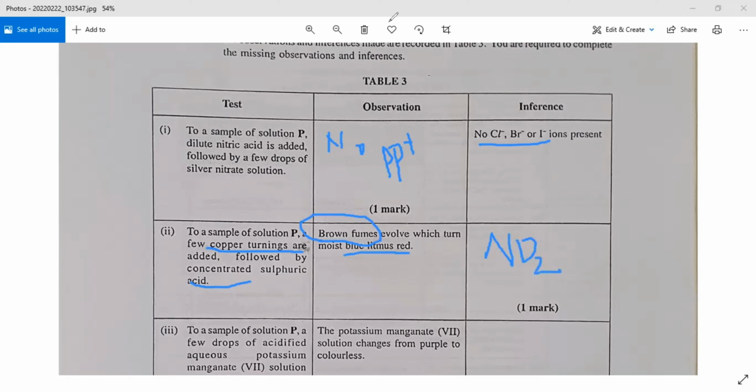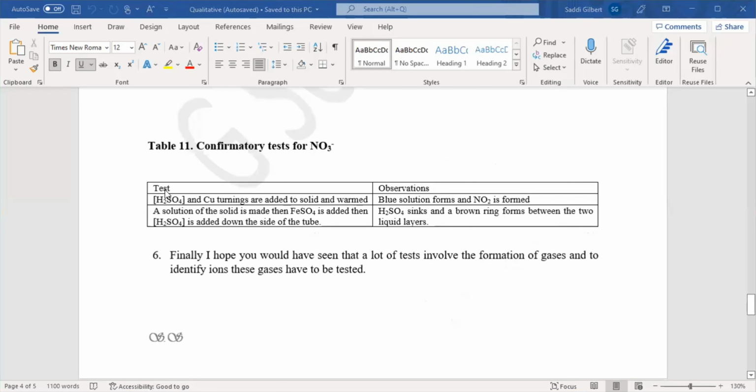But let us go to the table now to see where I got this information from. We can highlight it. I'm sure you can see this. See it right here. Test sulfuric acid. Conc, this square brackets with the H2SO4 in there means concentrated sulfuric acid. So that's how it's read. Concentrated sulfuric acid and copper turnings, which you saw in the table, are added to a solid and warmed. What are the observations? Blue solution forms and nitrogen dioxide is formed.